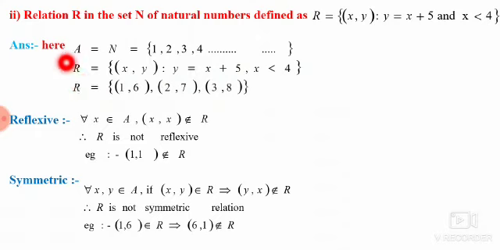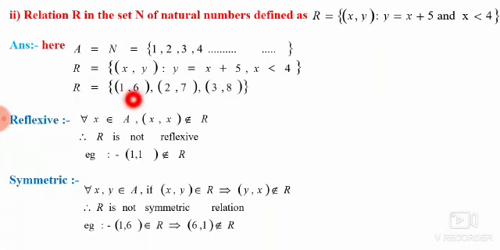Now let me write the given relation R in the roster form. If x is 1, y is 6, we get 1 comma 6. If x is 2, we get y is 7. And if x is 3, 3 plus 5 is 8. Therefore the elements of relation R are 1 comma 6, 2 comma 7, 3 comma 8. We have infinitely many values of x, but the condition given in the relation is that x must be less than 4. Therefore the elements of the relation are 1 comma 6, 2 comma 7, 3 comma 8.